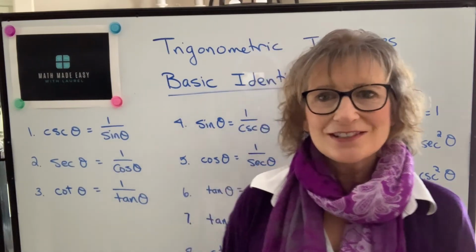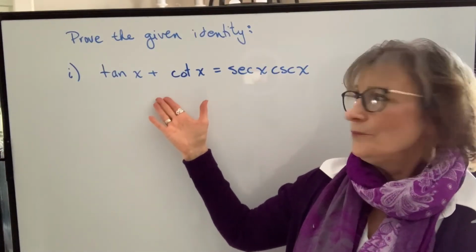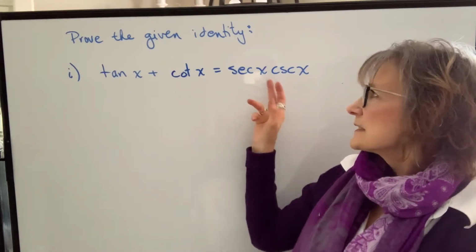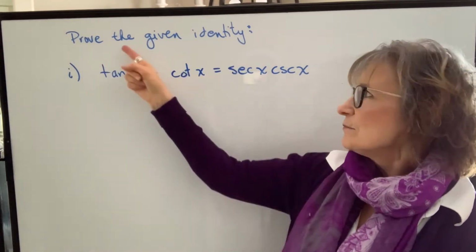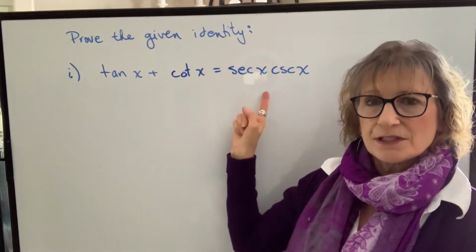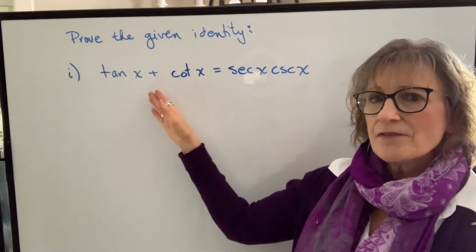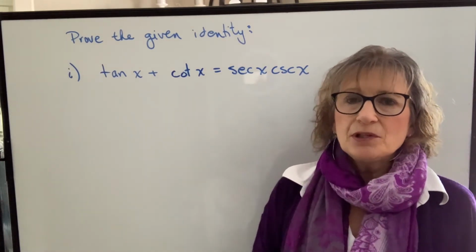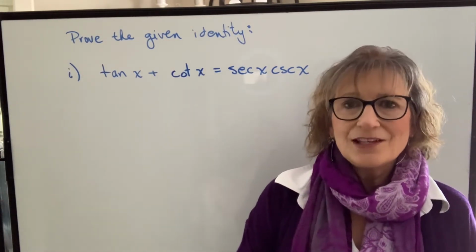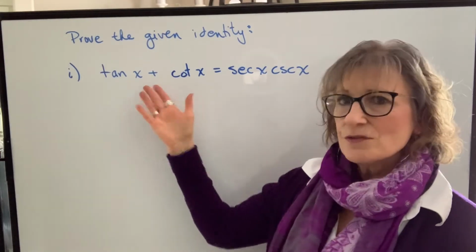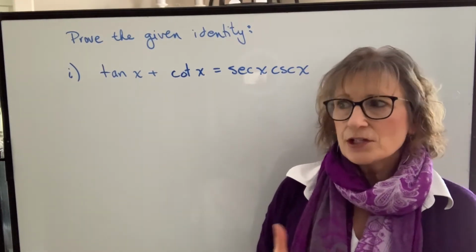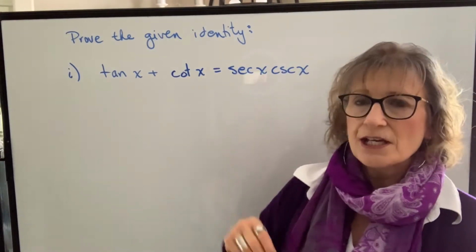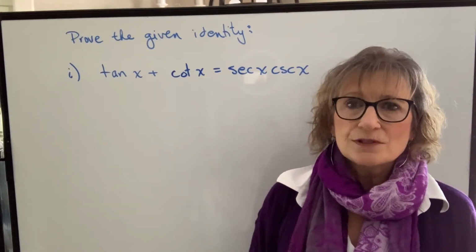So let's get started. In my first example, I have tangent of x plus cotangent of x equals this. This isn't an equation, it's asking me to prove that this is equal to this. You can choose either the left-hand side or the right-hand side of the identity and manipulate it until it looks like the other side. I'm going to choose this, and the strategy I'm going to use initially is I'm going to write tangent x and cotangent x in terms of sine and cos.